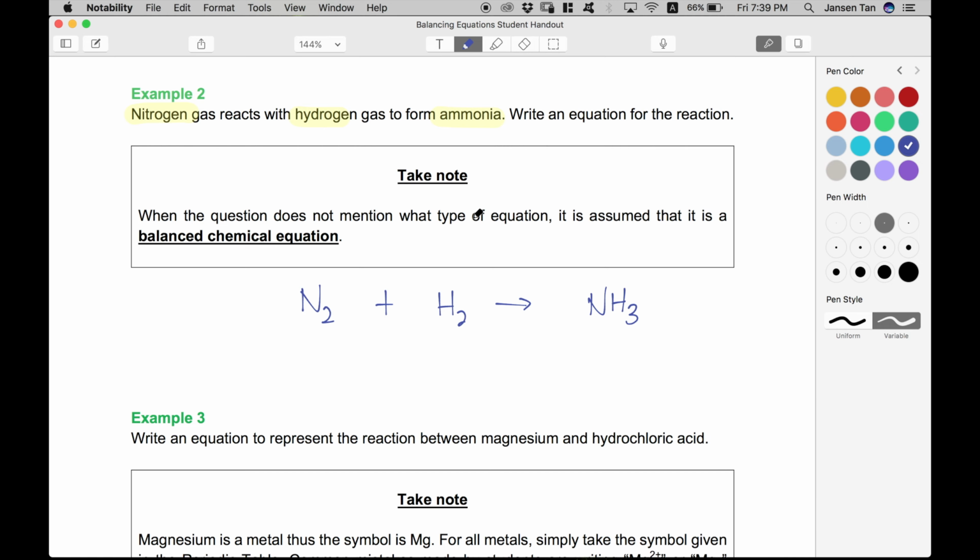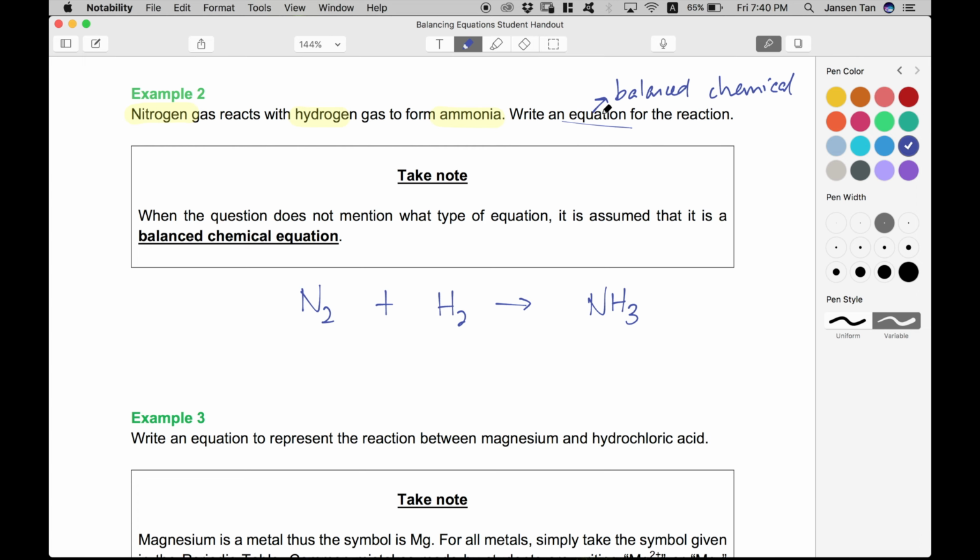Even though they never mention to balance the equation, it is always understood that whenever they ask for an equation, by default it must be a balanced chemical equation. Okay, they may not always say that in the question. They usually just say write an equation.